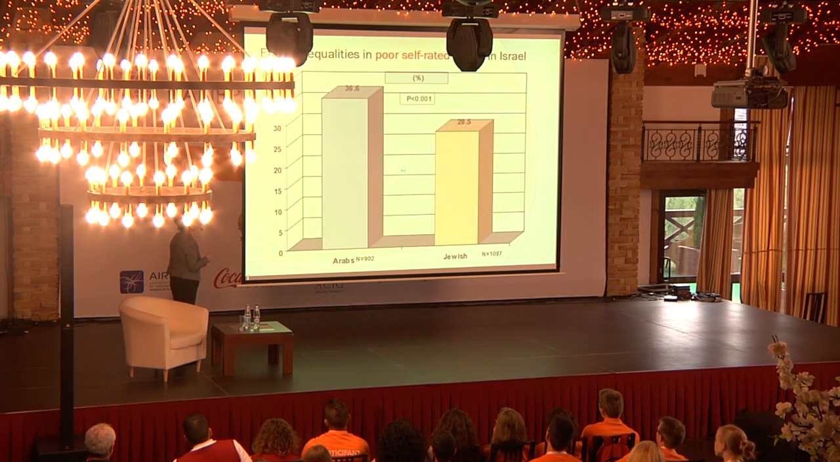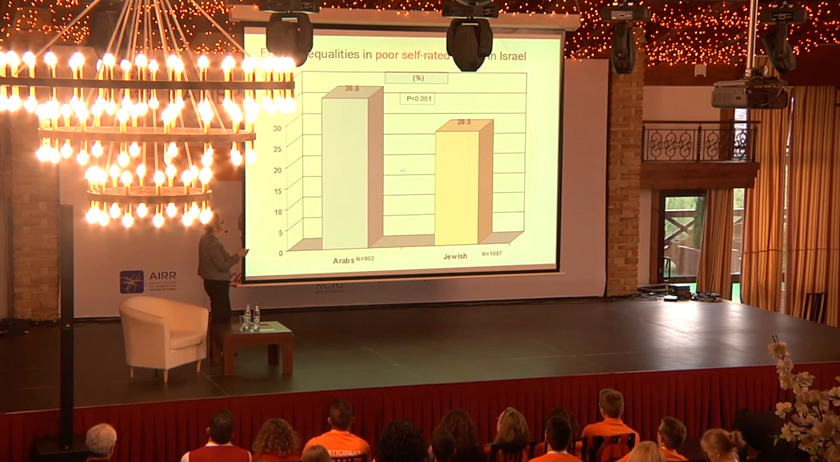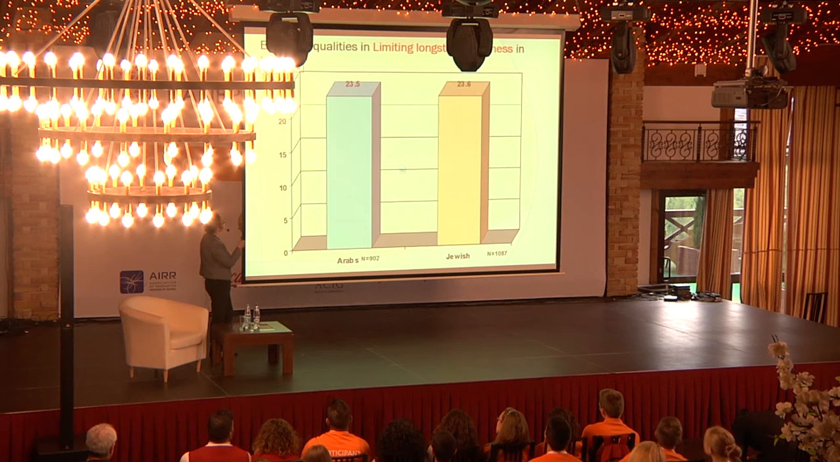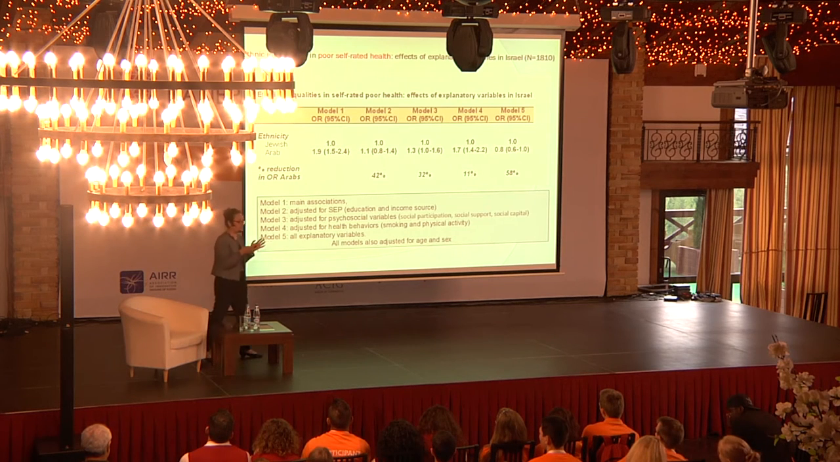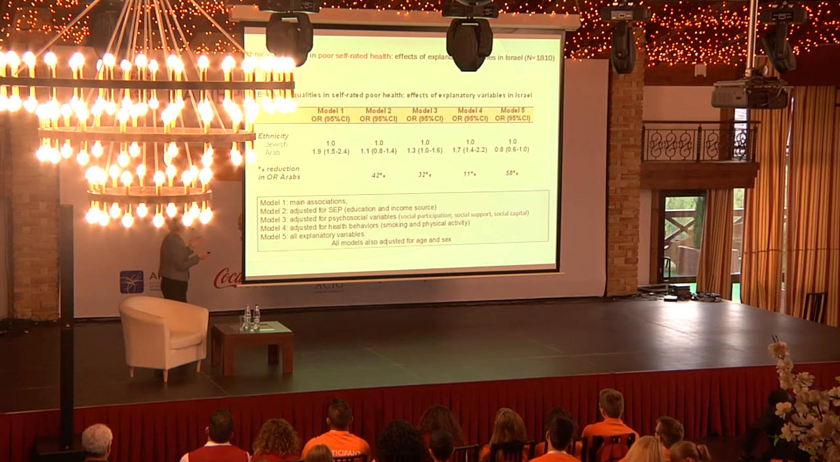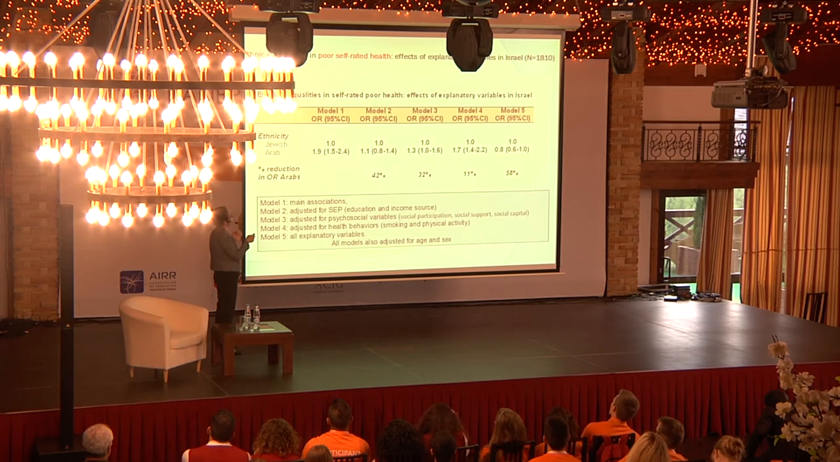So what we did, we looked at the health, and you see that poor health was higher among the Arabs compared to the Jewish for the self-rated health and for the chronic diseases. And then we ran different statistical models. I'm sorry if you don't know about it, because this is for master level students, but I can explain it very clearly. Here you see that poor health was almost two times higher for the Arab compared to the Jewish. Poor health, okay?